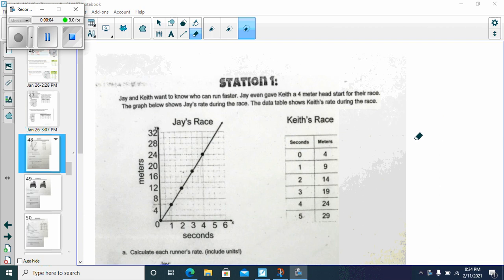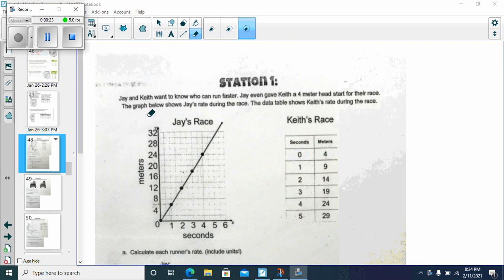Okay, this is Module 5, Comparing Functions Practice. This is practice, basically, for the test. Jay and Keith want to know who can run faster. Jay even gave Keith a 4-meter head start. See, at seconds 0, Keith is 4 meters ahead.